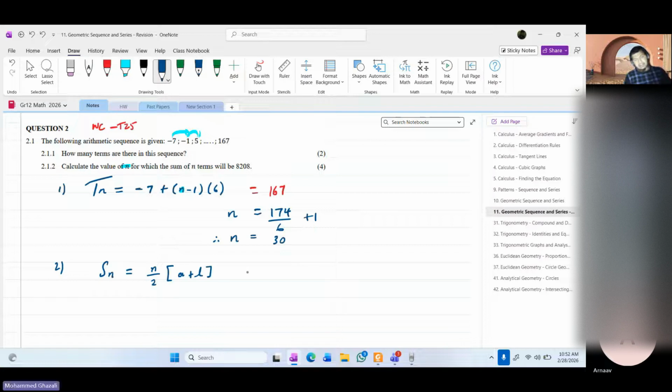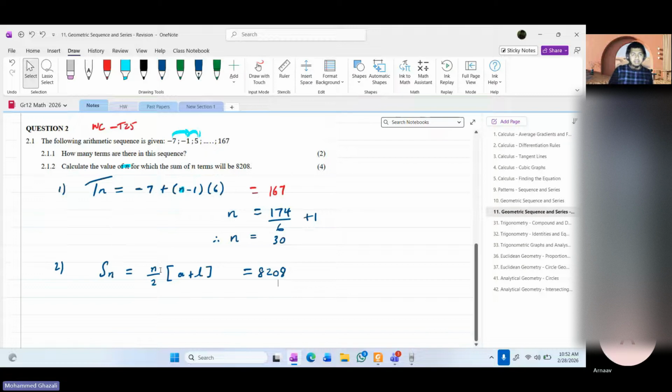And this sum must be equal to 8208. Now n over 2 into a plus l, no, we can't use n over 2 into a plus l because we are not summing up this. We're summing up another sequence. So n over 2 into 2a plus n minus 1d. Right? Because we are solving for n.